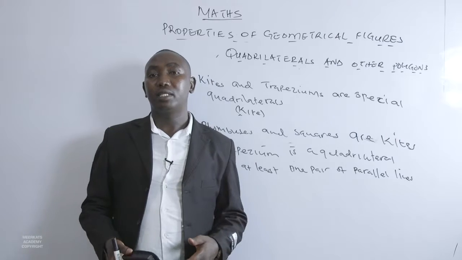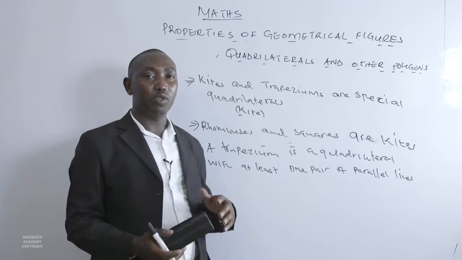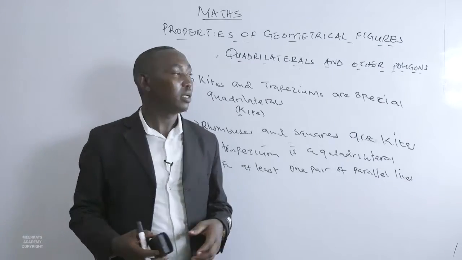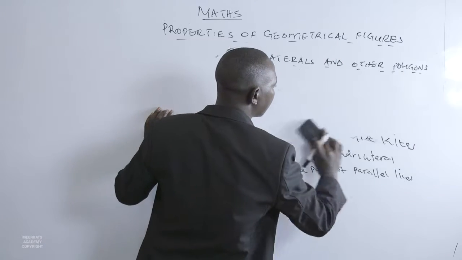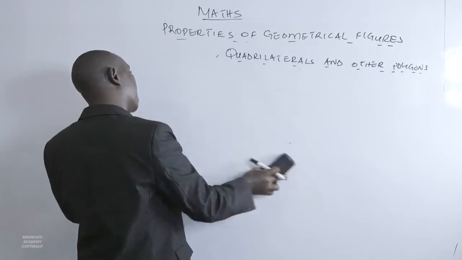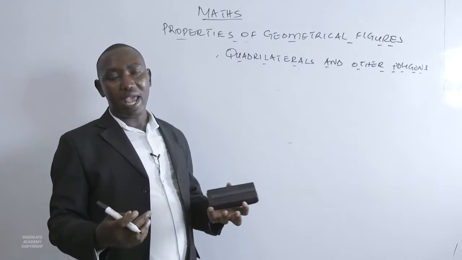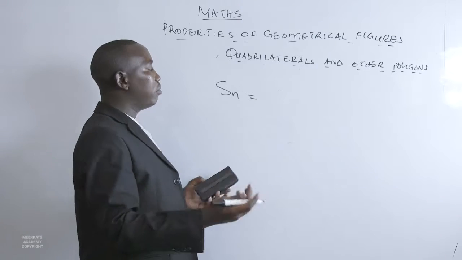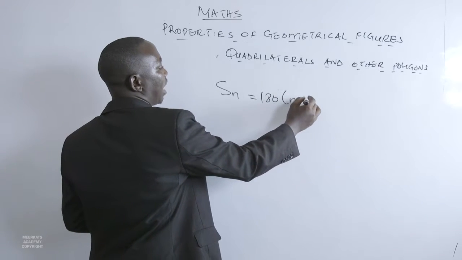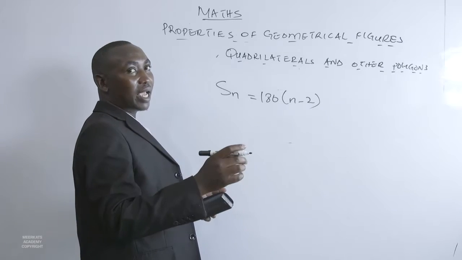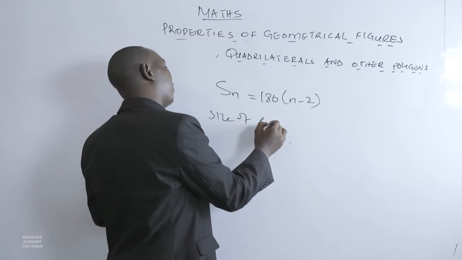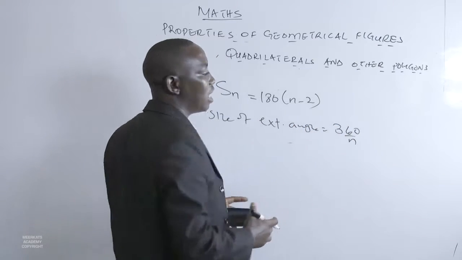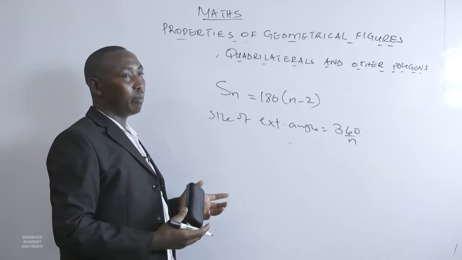We now want to look at a number of examples on how we can solve questions that pertain to quadrilaterals and polygons. The most important thing to pay attention to is that the sum of interior angles of any polygon is given by 180 into n minus 2. The size of an exterior angle is equal to 360 divided by n, so long as it is a regular polygon.